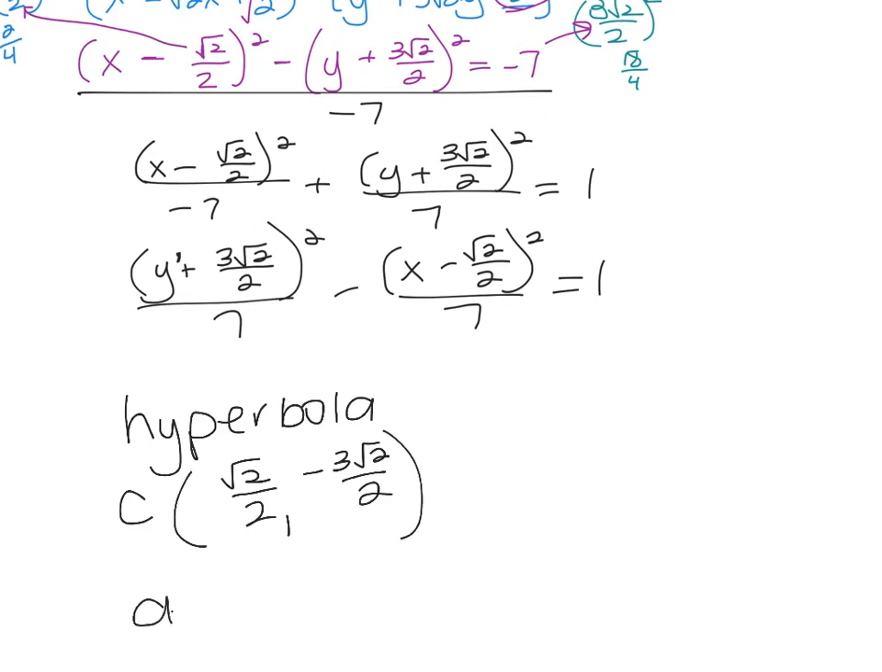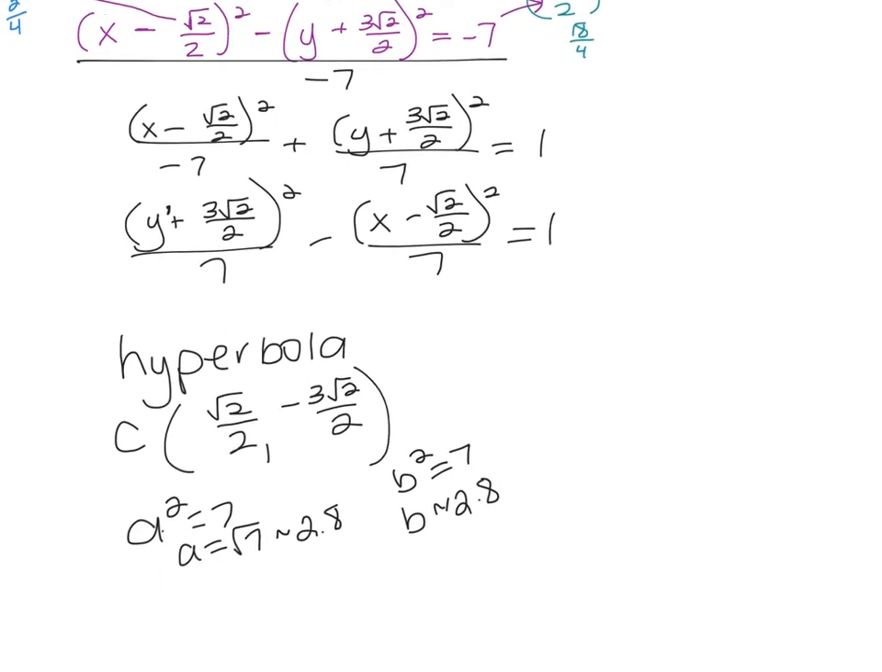I know my a squared, which is first, is 7. So a is the square root of 7, which is in between square root 4 and square root 9. We're going to say it's a little bit closer to 3, so maybe like 2.8. B squared is also 7, which means b is also approximately 2.8.